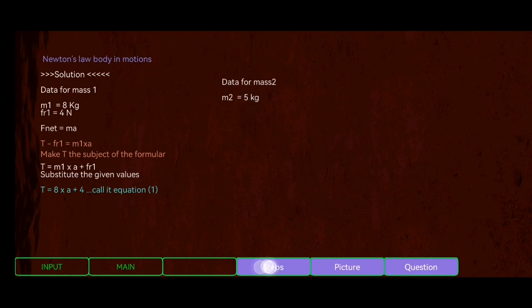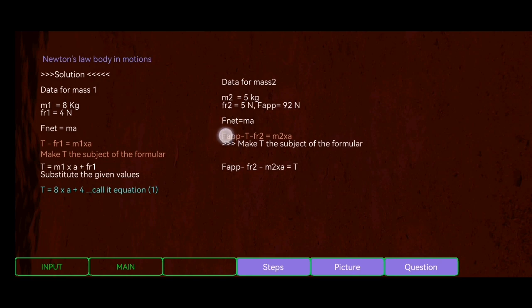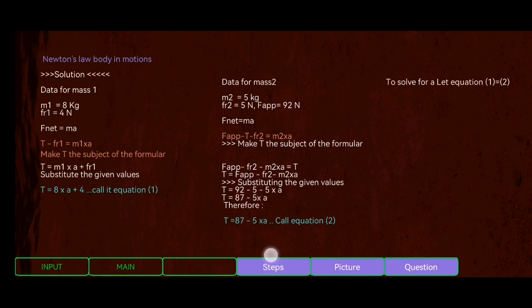And then we go to equation 2. Do the same thing that we did, F net, all the forces that act on that, because we have one that is leading the other one. The other two will be subtracted, and then to make a the subject of the formula, we rearrange this equation and substitute the values. Call this equation 2. Then this is our equation 2.